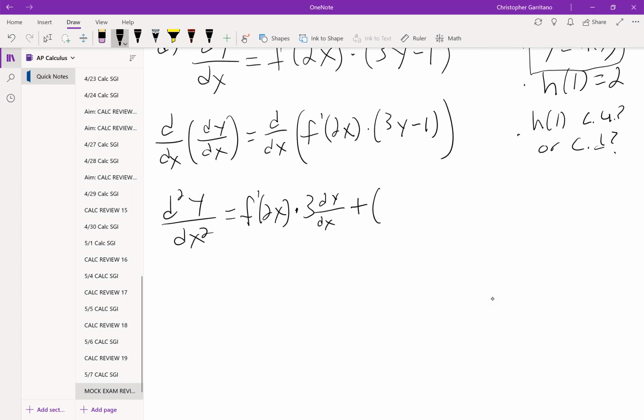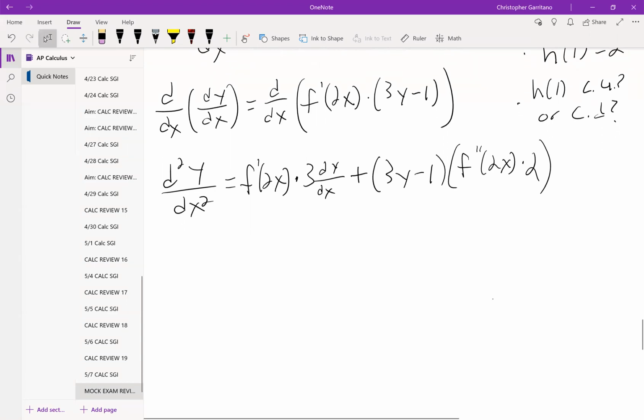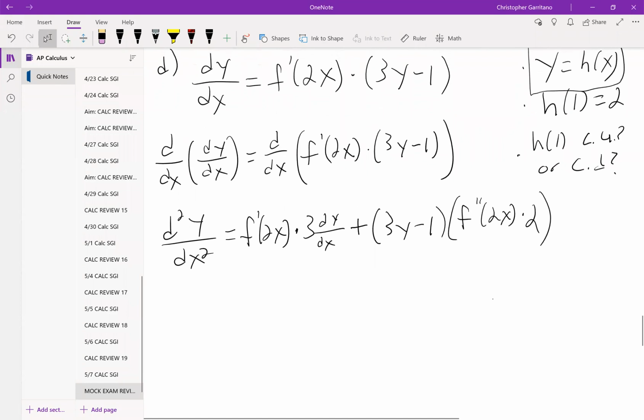Plus the second function times the derivative of the first function. That is itself a composition, so the derivative of that first function is f double prime of 2x times 2. That times 2 is because we're taking the derivative of 2x and multiplying by that derivative, because the chain rule says that that's what we should do. So this is the second derivative. Let's see if we can simplify a little bit.